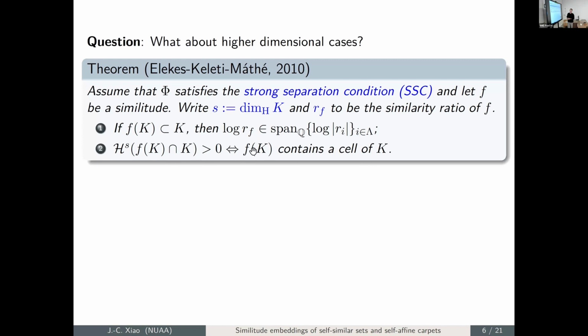As you can see, from the right-hand side to the left-hand side is trivial. For if f of K contains a cell of K, then that intersection set already contains a cell of K, which of course has positive Hausdorff measure. So the non-trivial part is how we move from the left-hand side to the right-hand side. So again, it's natural to ask whether we can remove this separation condition or at least relax it.